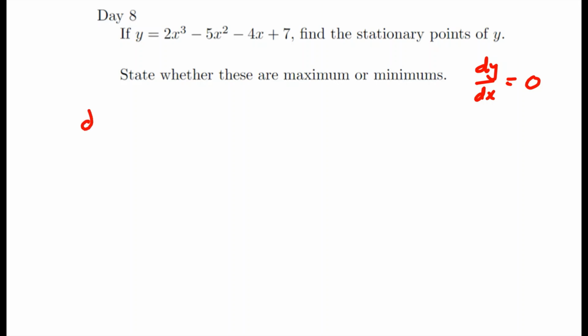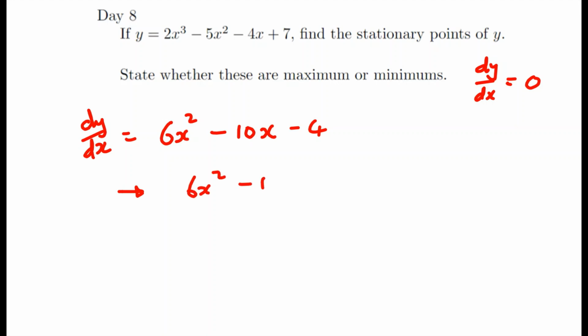So we've got y up there, dy by dx. We're going to multiply by the power, so 3 times 2 is 6, decrease the power by 1. 5 times 2 is 10, decrease the power, and then we've got 4. Now we're going to make this equal to 0. So we have 6x squared, take away 10x, take away 4 equals 0.